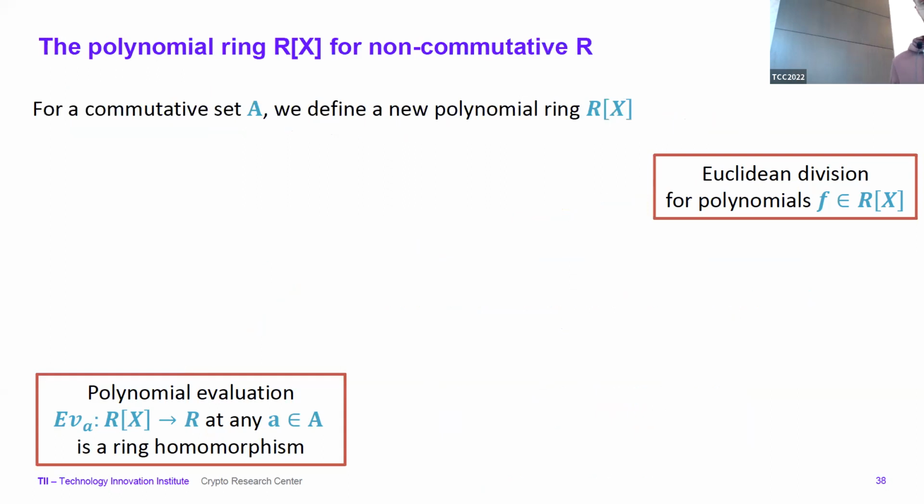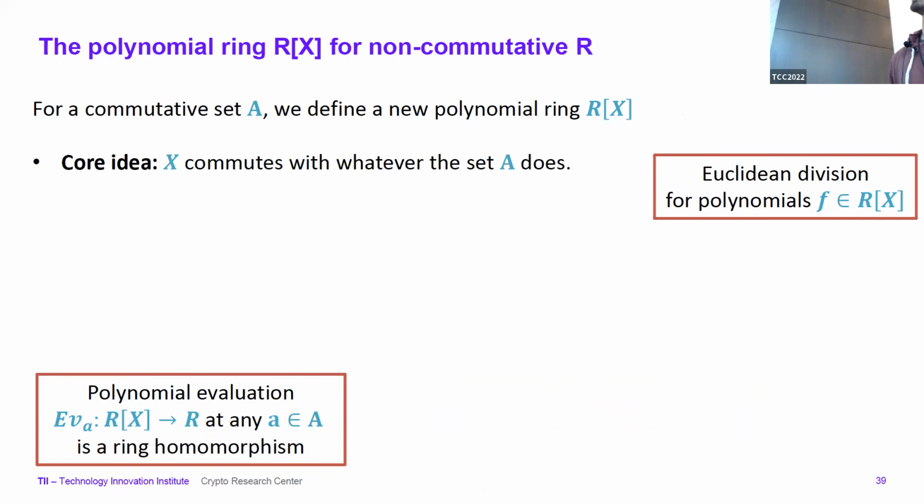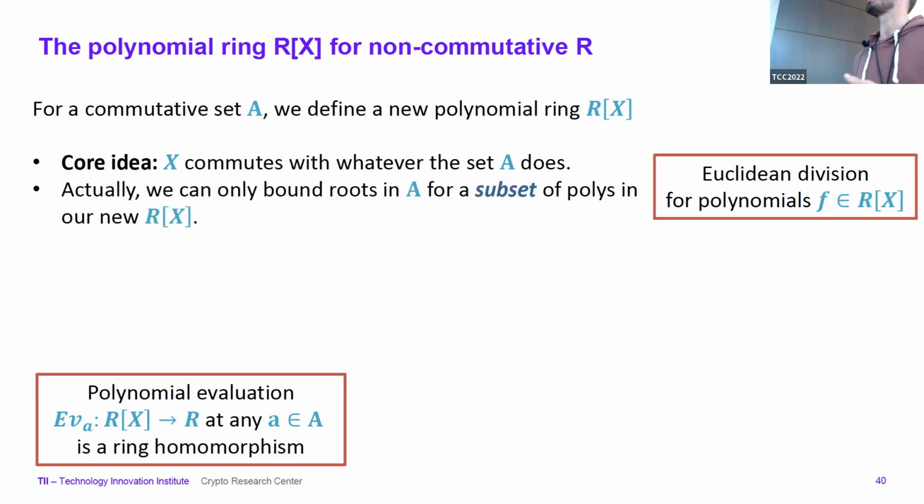So again, no time to give details, just a very rough sketch. The solution to deal with this is that I'm defining a new polynomial ring, where the core idea is that the indeterminate X is going to commute with whatever the set A commutes with. And this is not something that was in the literature. I was trying to look for something like this, and I had to build this from scratch and reprove a lot of basic algebra.